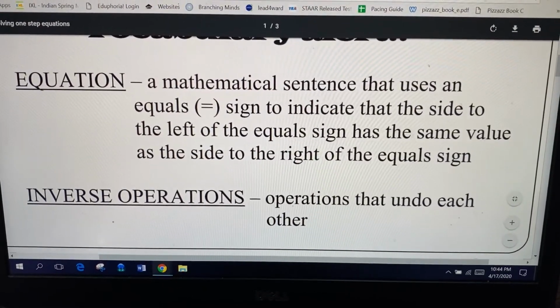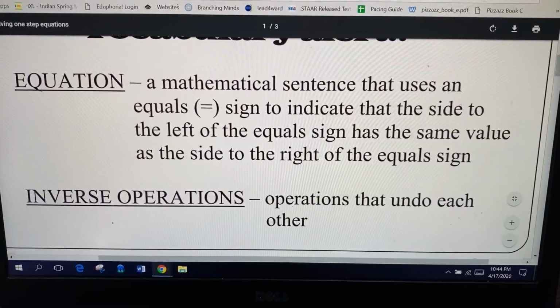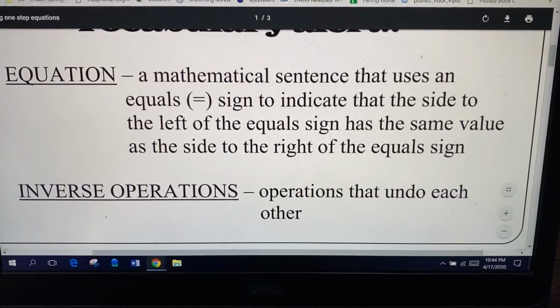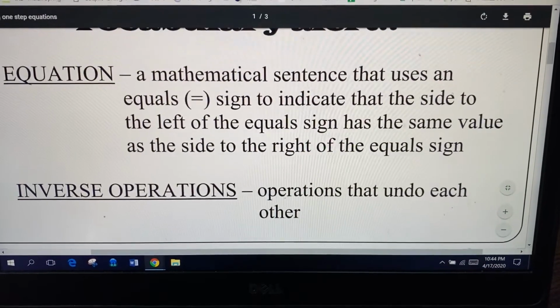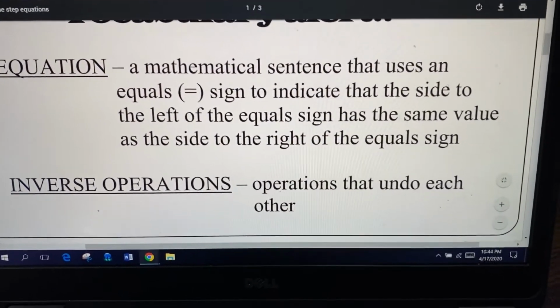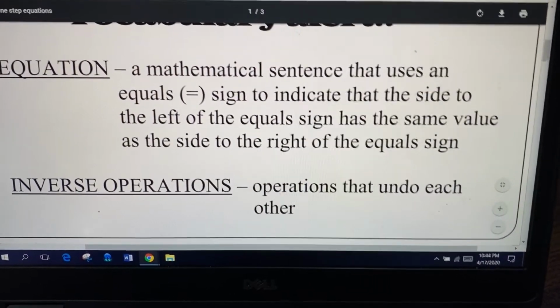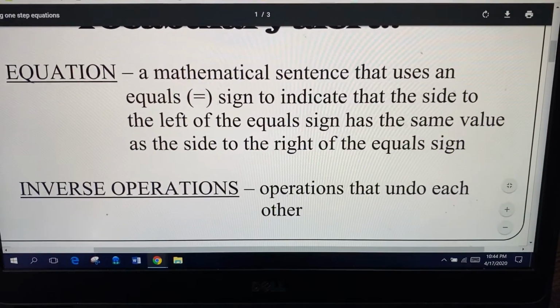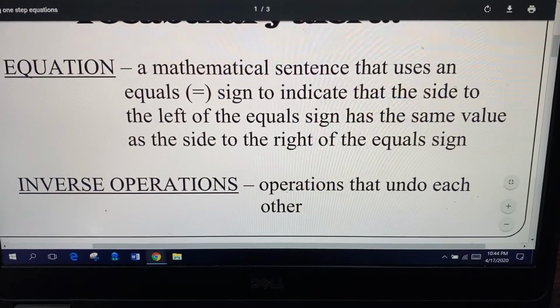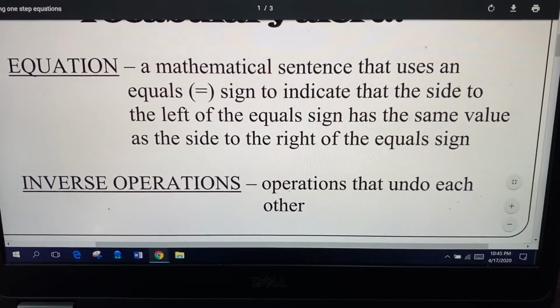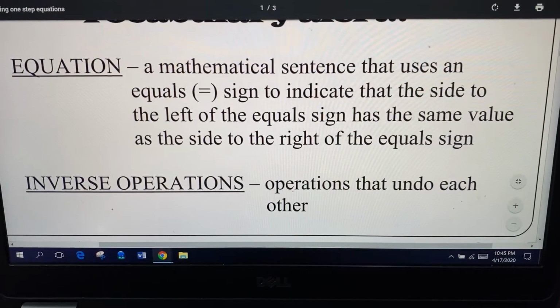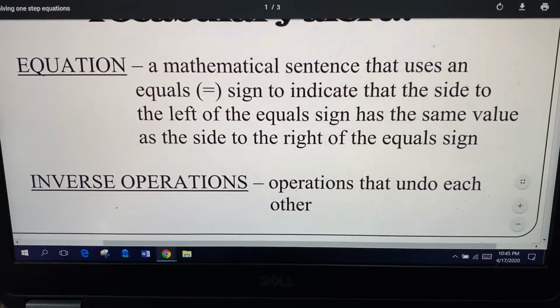And the next thing we're going to talk about is inverse operations. These are actually what we're going to use to solve for the variable in a one-step equation. And these are operations that undo each other. Basically, inverse operations are just the opposite operations. So the opposite of adding is subtracting, and vice versa. And then the opposite of multiplying is dividing, and vice versa.